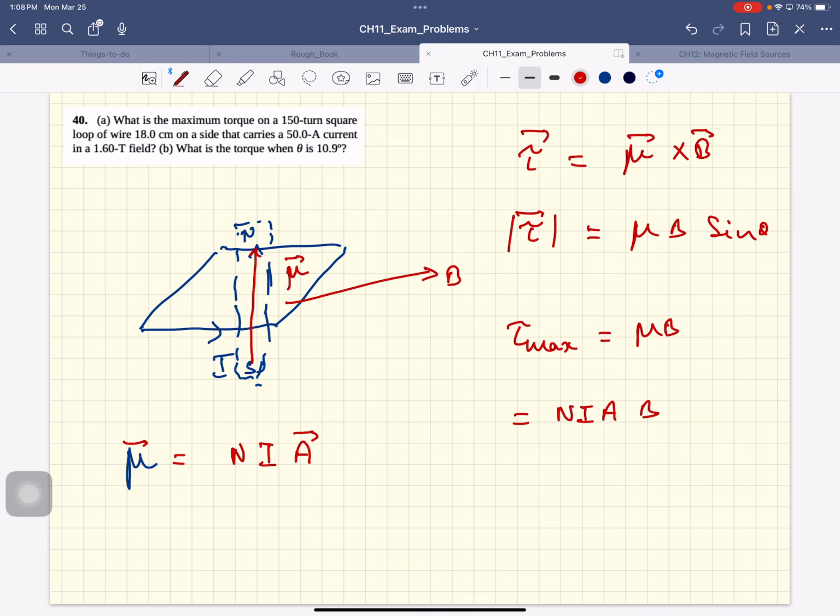All right, now we can put in the numbers. How many turns does it have? It has 150 turns. The current is 50 amps. That's a large current, so this is a very strong magnet. And it's in the presence of another strong field, 1.6 Tesla. That sucker will turn.